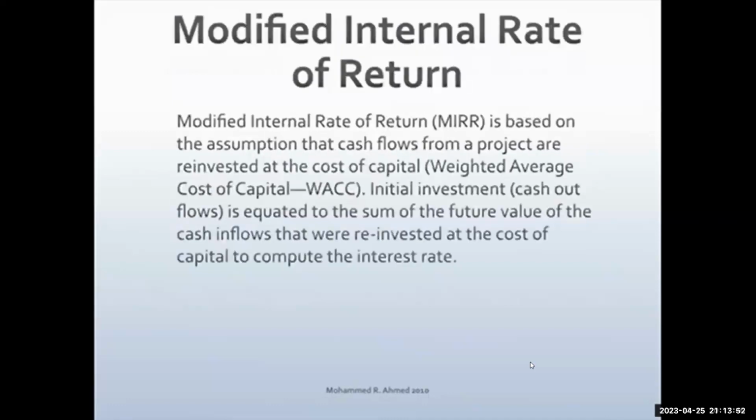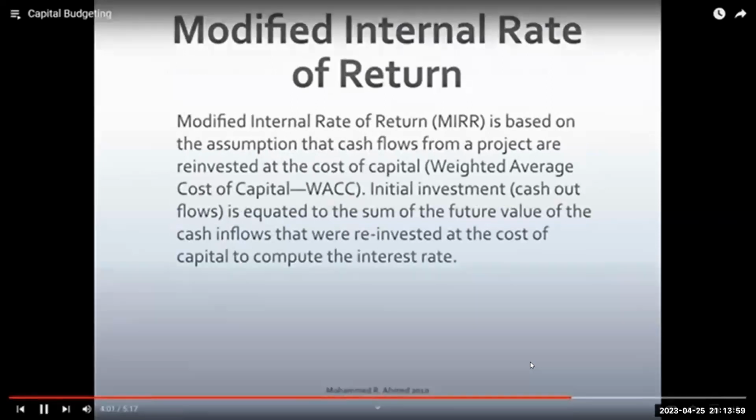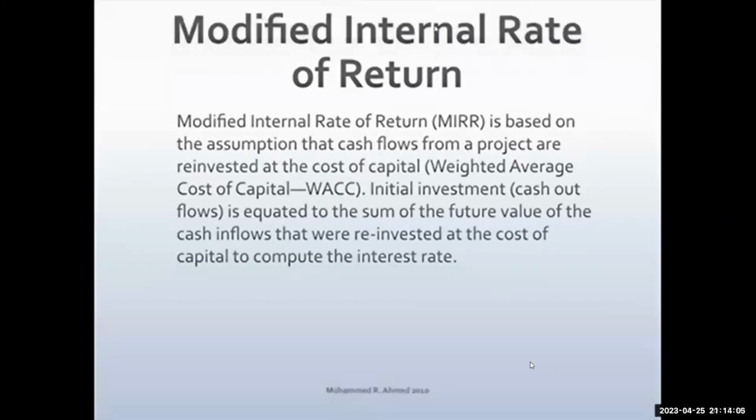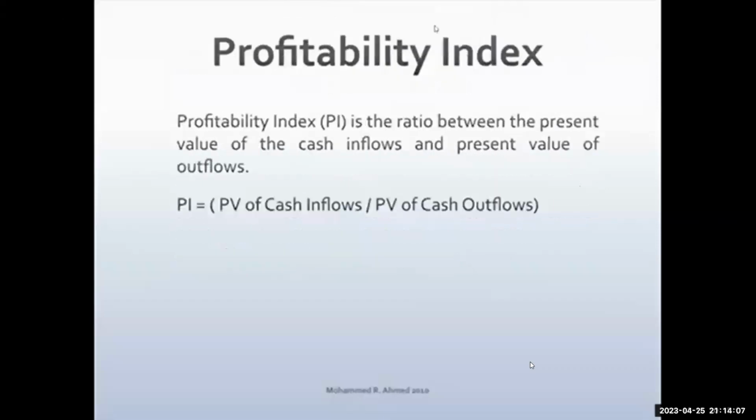Modified internal rate of return is based on the assumption that cash flows from the projects are reinvested at the cost of capital, which is the weighted average cost of capital. Initial investment is equated to the sum of the future cash flows that were reinvested at the cost of capital to compute the interest rate. Profitability index is the ratio between present value of cash inflows and present value of cash outflows.